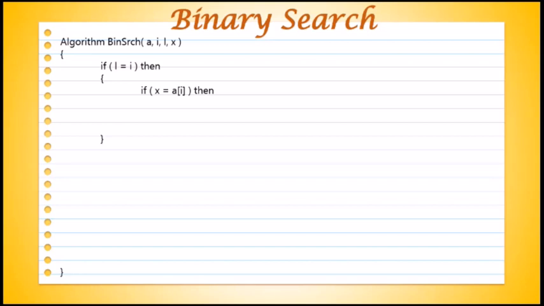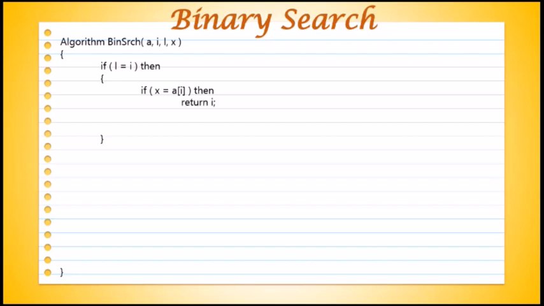So A of I means what? The value of I will be 1. That means A of 1 you are checking with X. So if both the numbers are equal, then the element is present in the list. Means if there is only one element, you can directly compare the searching element with that element present in the array. So if this condition is true, that means you can return I.